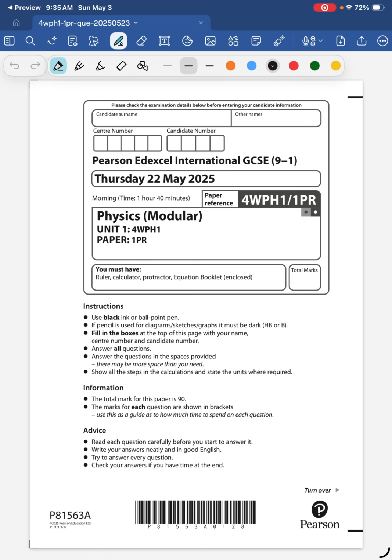This is called Unit 1, and it has this code name, WPH1 and then paper 1 PR. I don't know what all these mean. If you do, let me know in the comments.